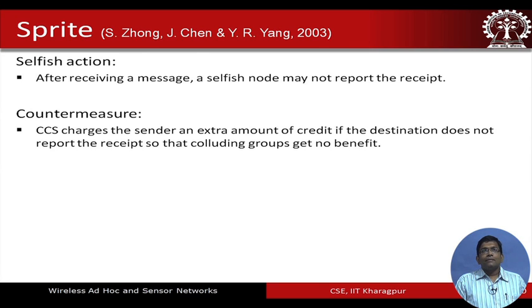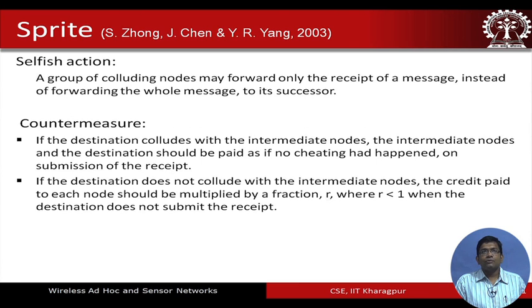So, the other selfish action could be that after receiving a message, a selfish node may not report the receipt, and the countermeasure for this would be that the CCS charges the sender an extra amount of credit if the destination does not report the receipt, so that the colluding groups get no benefit. This is quite an obvious countermeasure to counter this kind of selfish action. So, these are the two different types of selfish actions that can occur, and these countermeasures are also mentioned.